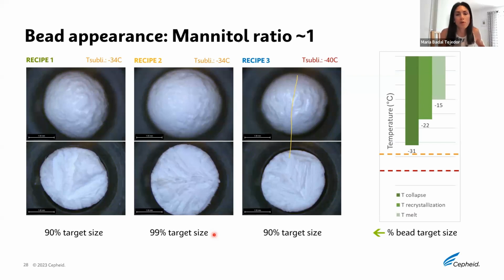And of course, from the point that we start sublimation, we are closer to the collapse temperature. But since we get a change of properties due to recrystallization later on as we increase the shelf temperature, the properties of the bead will change. The mannitol will actually come out of the structure, so it will prevent the whole structure of the bead from collapsing.